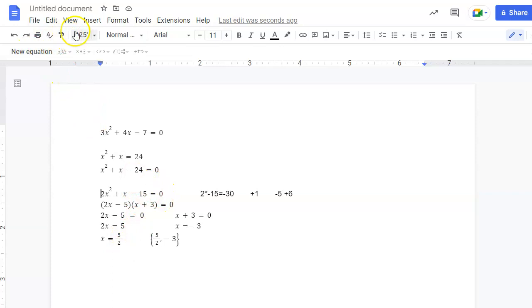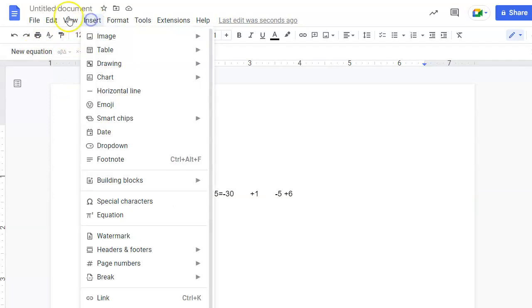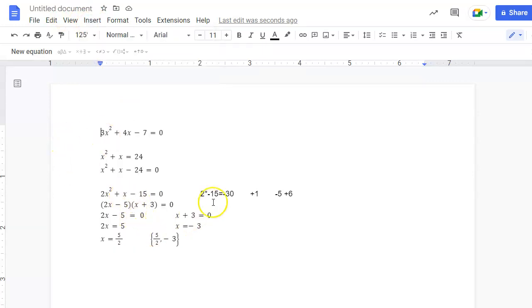And so I want to know how you got to that answer. So use the equation editor. So in other words, do an insert an equation. And use that equation editor to show me how you get to your solutions. Okay, show me that work and everything.